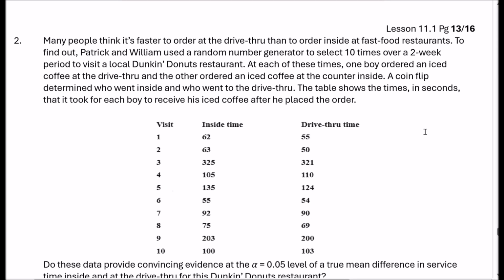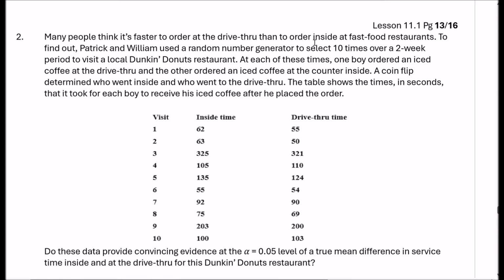It says, many people think it's faster to order at the drive-thru than to order inside at fast food restaurants. To find out, Patrick and William used a random number generator to select 10 times over a 2-week period to visit a local Dunkin' Donuts restaurant. At each of these times, one boy ordered an iced coffee at the drive-thru and the other ordered an iced coffee at the counter inside. A coin flip determined who went inside and who went to the drive-thru. The table shows the times in seconds that it took for each boy to receive his iced coffee after he placed the order.